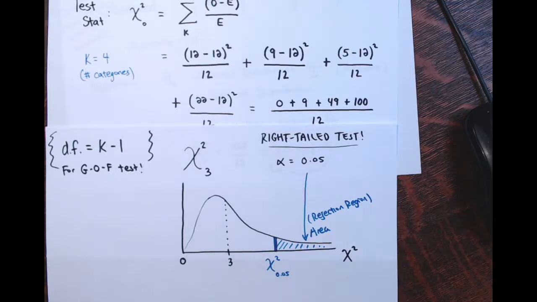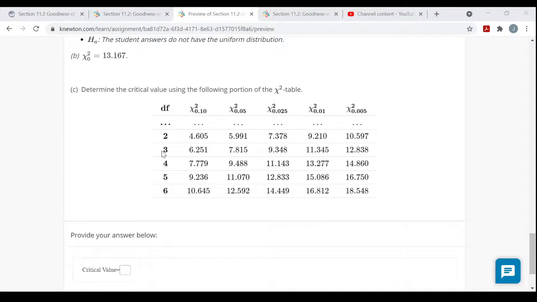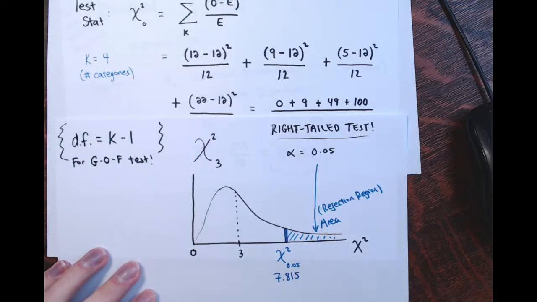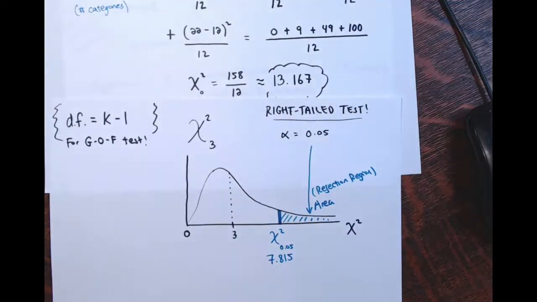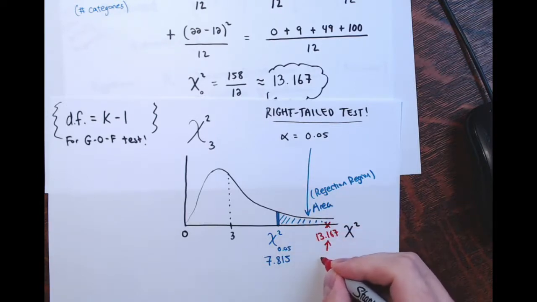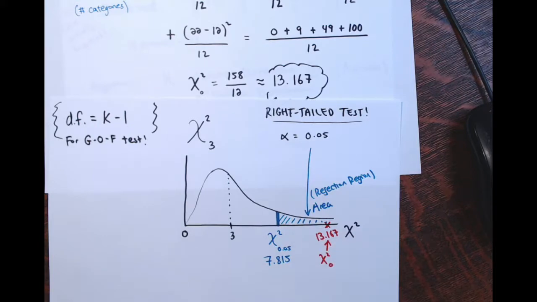So which chi-squared value for a chi-squared distribution with 3 degrees of freedom has an area of 5% to the right of it? Looking at this row for 3 degrees of freedom, and we're looking for the chi-squared value that has 0.05 to the right, it's 7.815. So back on my drawing, this is a chi-squared value of 7.815. And what was our test statistic? It was 13.167, which is way over here. This was our chi-squared sub 0, our test statistic.